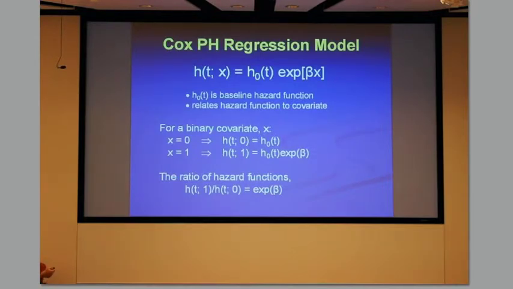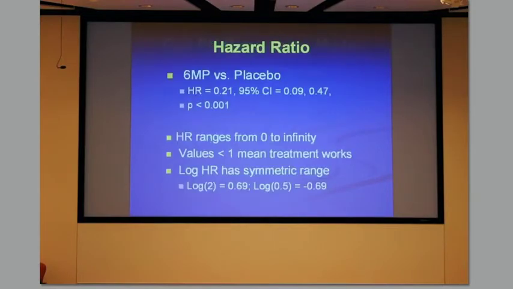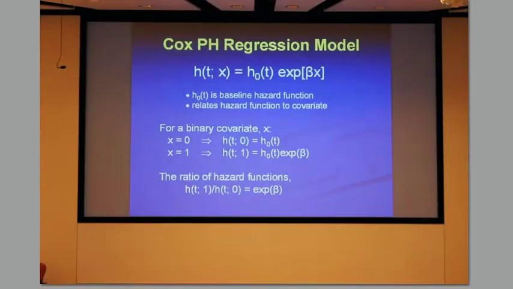And you can see just with a little algebra, for a single binary covariate, it's coded 0, 1, usually 0 for absence and 1 for presence. For the absence group, we have just the baseline hazard. And then for the present group, we have the baseline hazard multiplied by e to the beta. When we take the ratio of those two functions, we just get e to the beta.